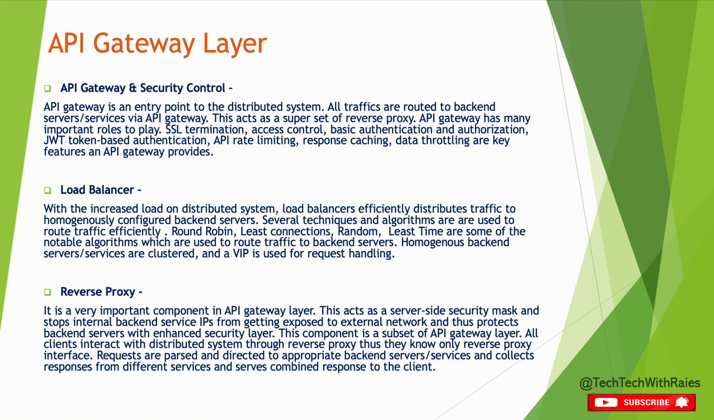An API gateway layer can act as a reverse proxy. This is a very important component in the API gateway layer. This acts as a server-side security mask and stops internal backend service IPs from getting exposed to the external network, and thus protects backend servers with an enhanced security layer. This component is a subset of the API gateway layer.